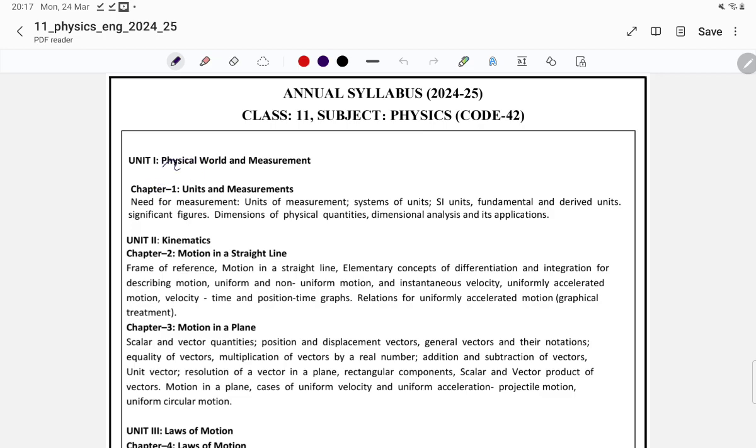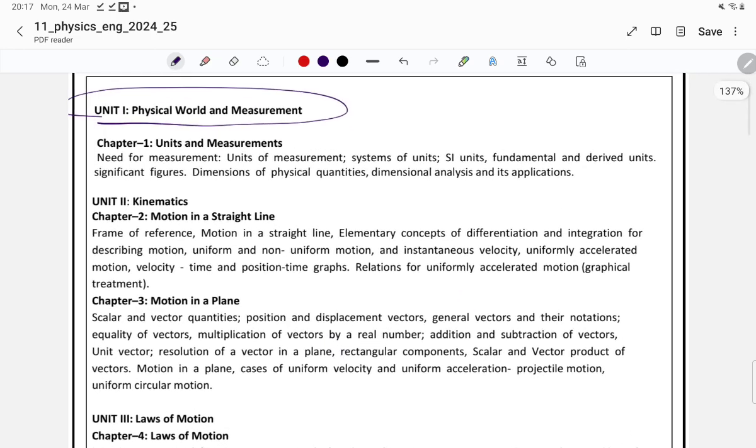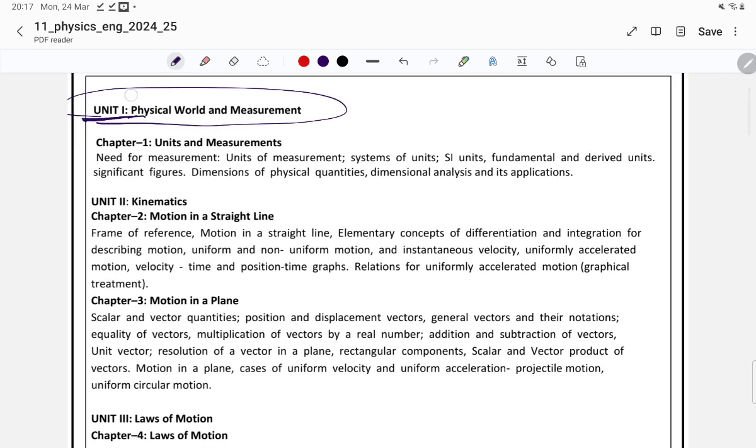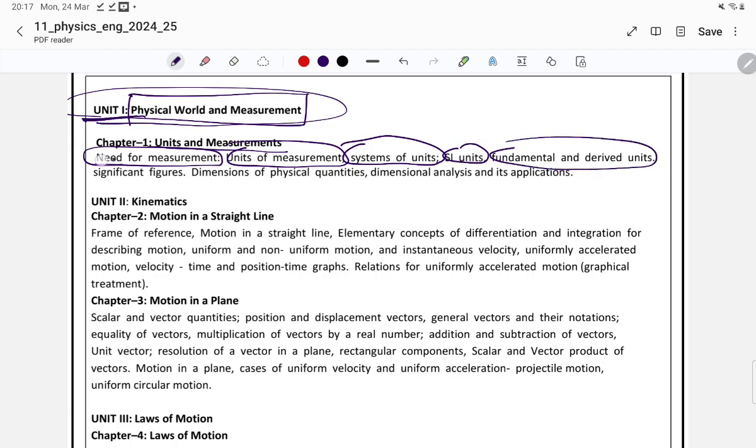If you see, the first chapter is physical world and measurement. This is there in Unit 1. The chapter is physical world and measurement. It includes Chapter 1, units and measurement. So what is this one, student? Need for measurement, that is the first topic. Unit of measurement, this is second. System of units, that is SI unit, fundamental and derived units. Significant figures, dimensions of physical quantities, dimensional analysis and its applications. This is chapter number 1.